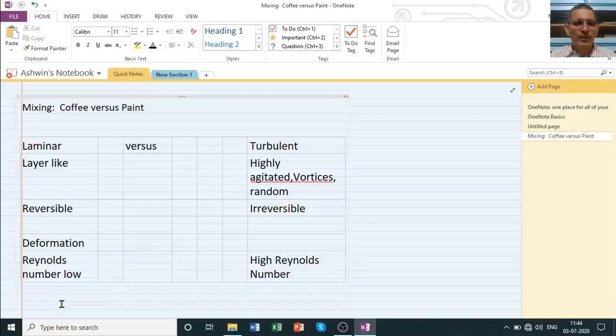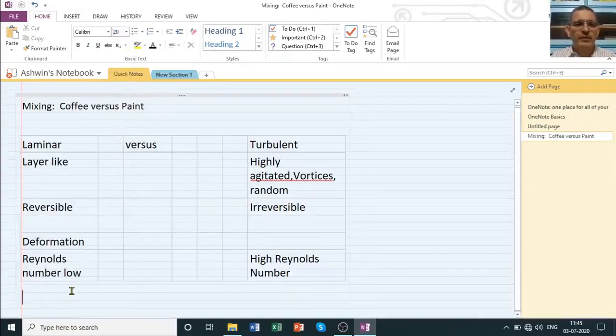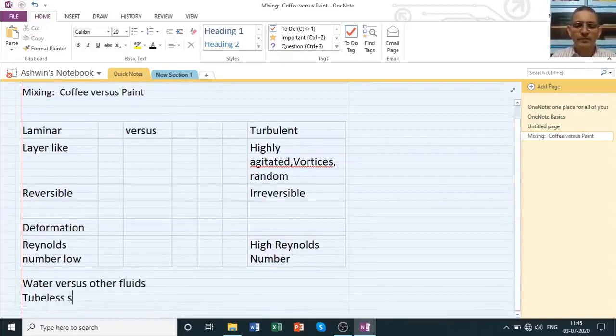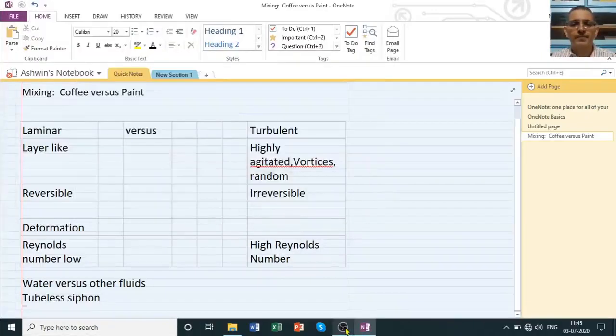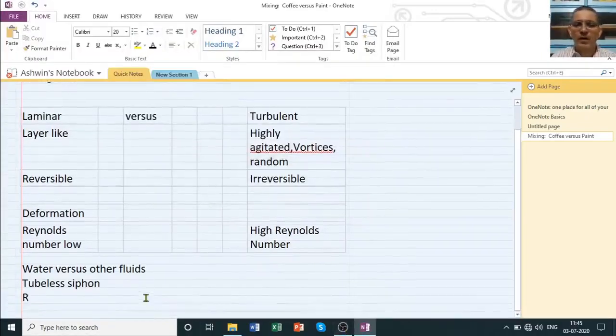Another thing that we saw was different fluids behave differently. So water versus other kinds of fluids. We saw tubeless siphon. That doesn't happen with water, but it happens with other kinds of liquids. We saw rod climbing. That doesn't happen with water. In fact, a vortex is formed with water.